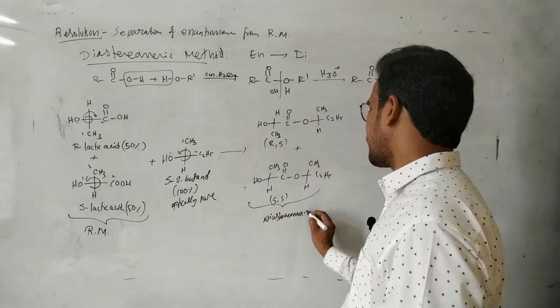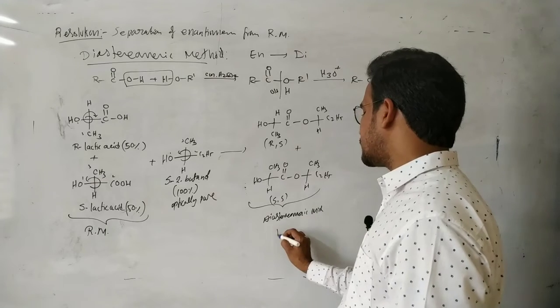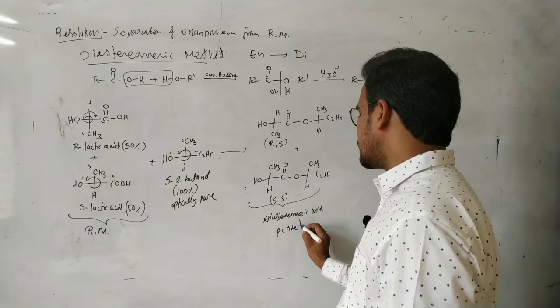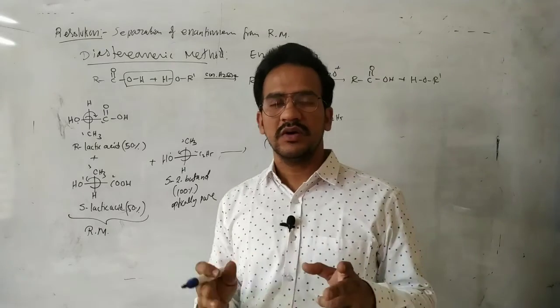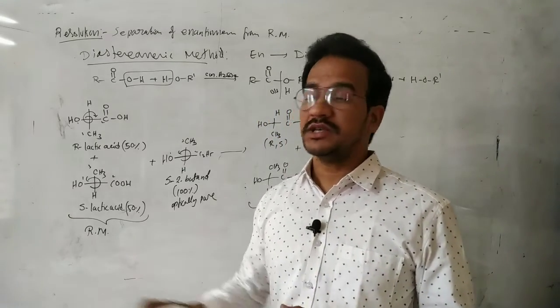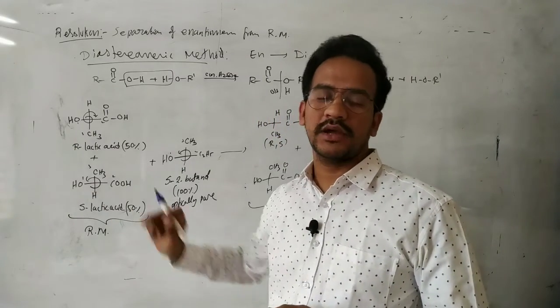Diastereomeric mixture. And this mixture is an optically active mixture, enantiomeric mixture. The mixture of two equal amounts of two enantiomers is optically inactive. This mixture is optically inactive.